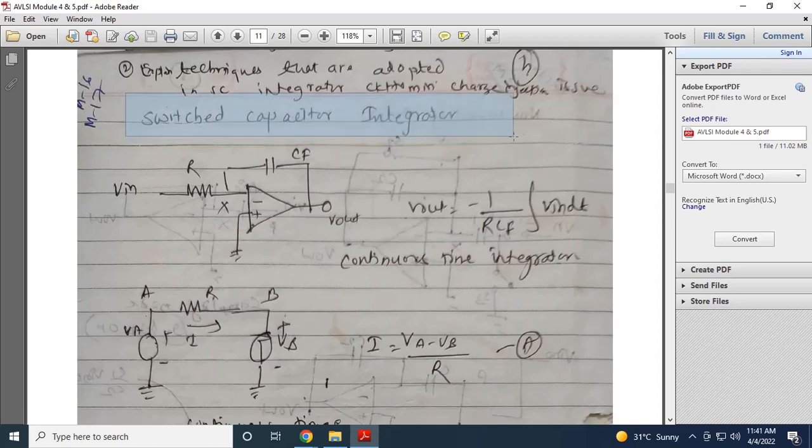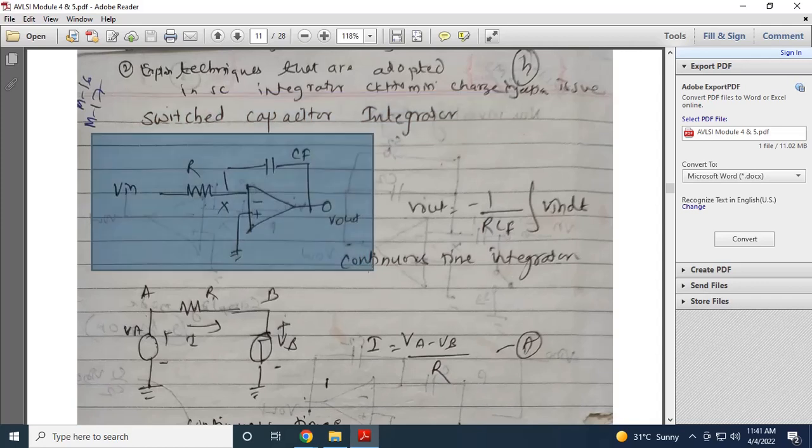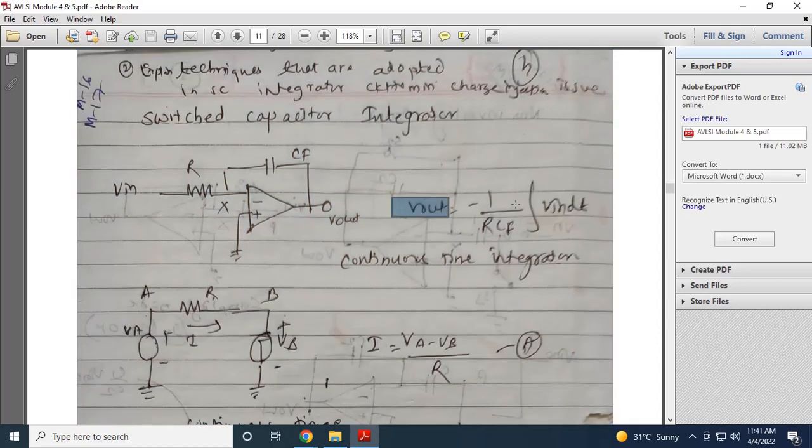Switch capacitor circuit integrator. Now the integrator will perform an integration operation on the signal. So this is a continuous time signal integrator circuit. Basically, the output is an integration of the input signal. So Vout is equal to minus 1 upon R into CF multiplied by the integration of input signal Vin.